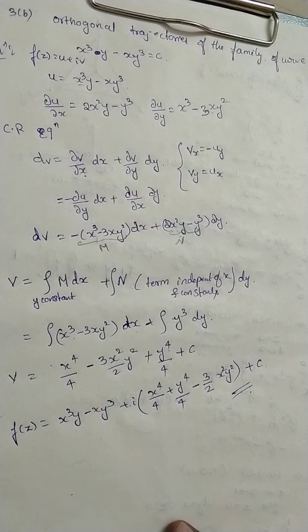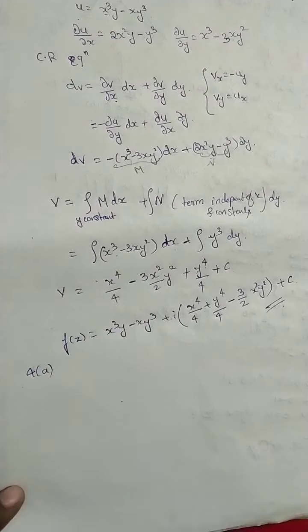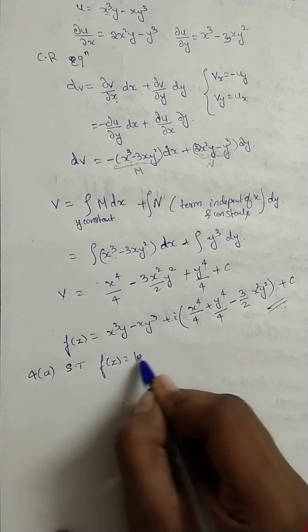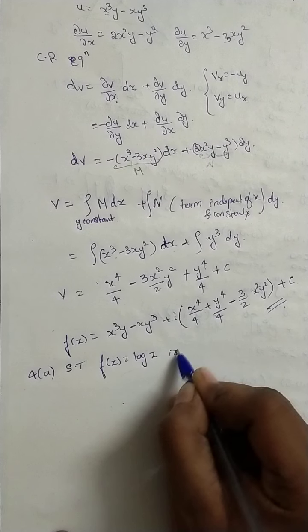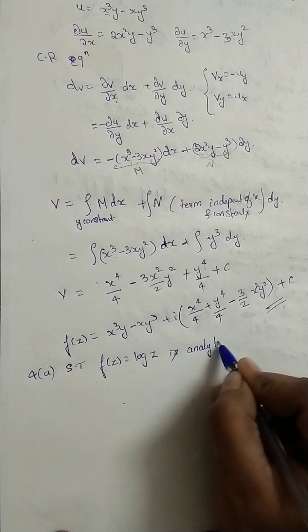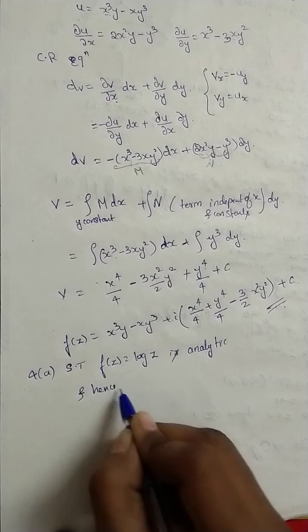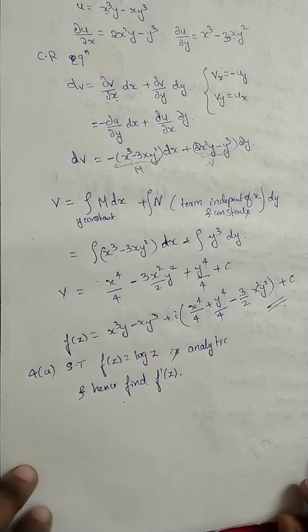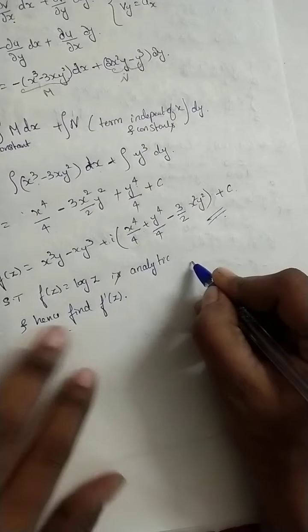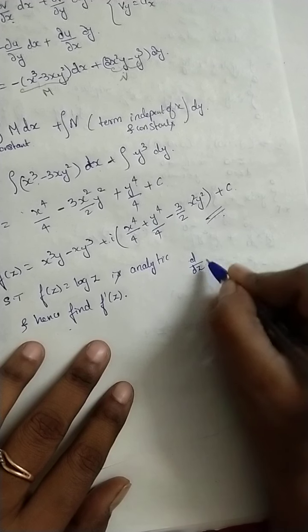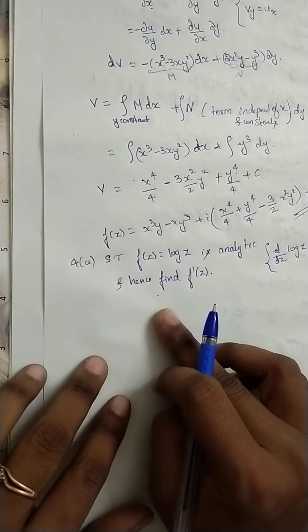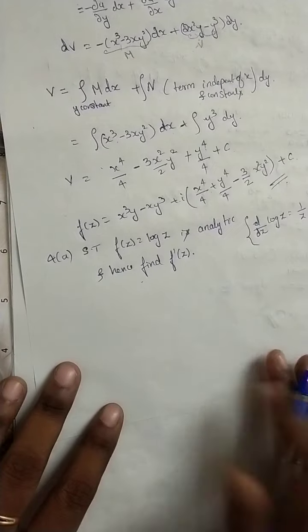Now we'll go to the next problem, 4a. Okay. So this question is, show that f of z is equals to log z is analytic and hence find f dash of z. Okay. So f dash of z means what? Differentiation of f of z. So differentiation d by dz of log z is given as 1 by z. This we know already, but we have to prove it analytically. Okay. So for that purpose, let's start the solution.